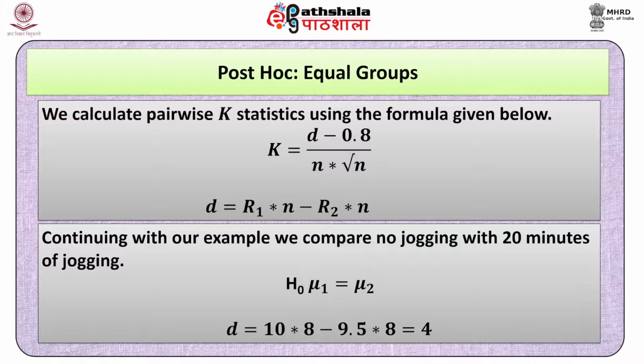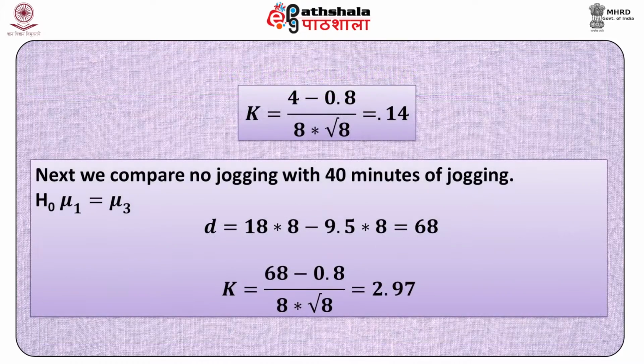Continuing with our example, we compare no jogging with 20 minutes of jogging. H naught is equal to mu1 is equal to mu2. D is equal to 10 into 8 minus 9.5 into 8, which is equal to 4. K is equal to 4 minus 0.8 divided by 8 into root 8, which is equal to 0.14. Since the calculated value is less than the critical value of 2.8 for 3 groups, we could not reject the null.